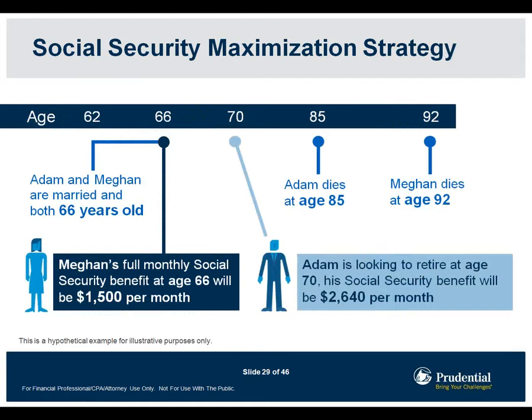Well, there's another strategy called restricted application. And again, the best way to explain this is through an example. Let's assume Adam and Megan are married and they're both age 66. So they're both at their full retirement age. Megan says, hey, at age 66, I'm going to retire. I'll receive my full benefit of $1,500 a month based on her earnings record. Adam says, hey, I can take my benefit at age 66. It'll be $2,000. But if I wait till age 70, it'll be $2,640. So I'm going to wait till age 70.